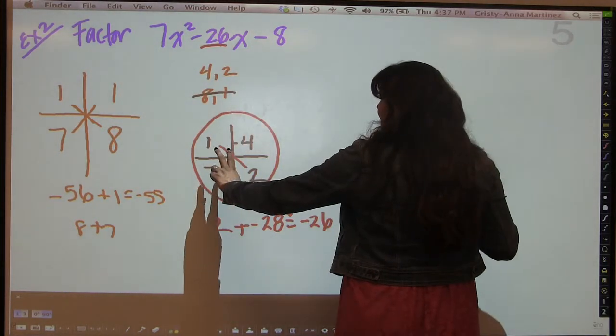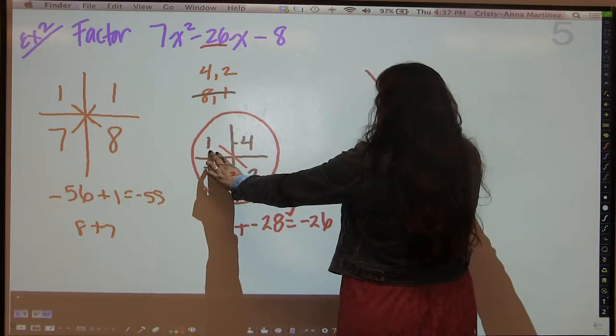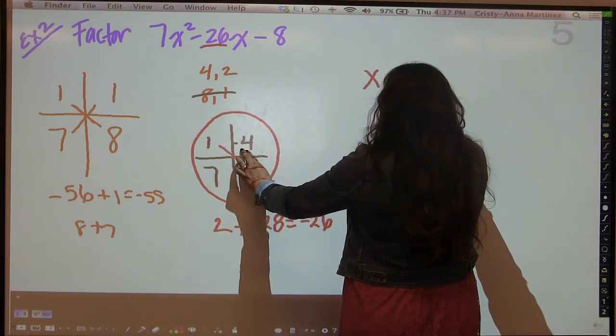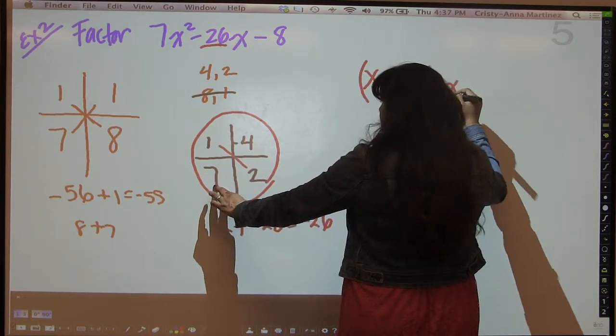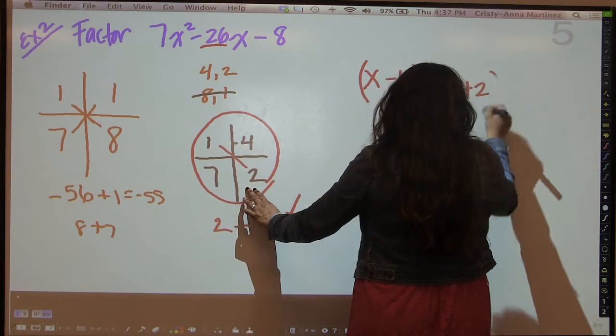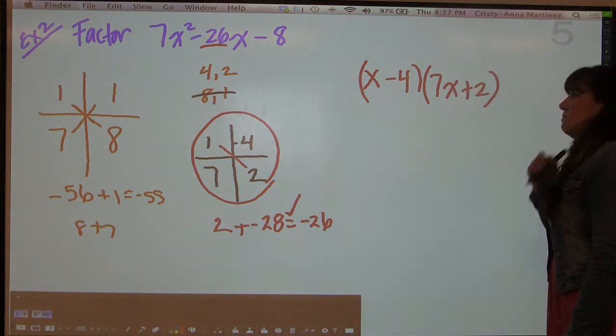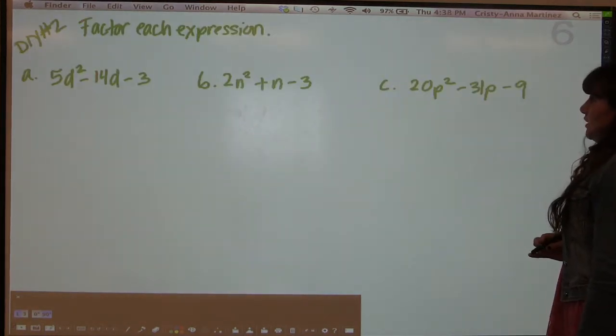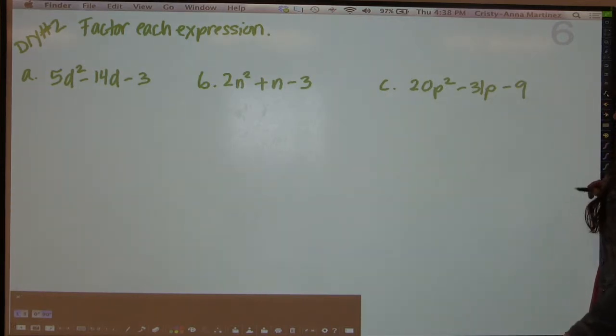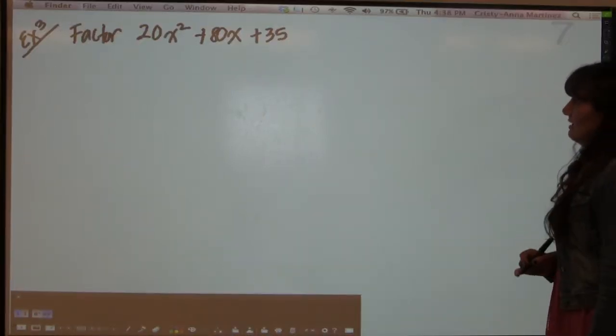So then my variable is x, so it's going to be 1x minus 4, and then 7x plus 2. And that's my factorization. Alrighty? So now you can try these examples here. And then we only have one more example for you, because again, this is very similar to what we did last time. And that's this guy.